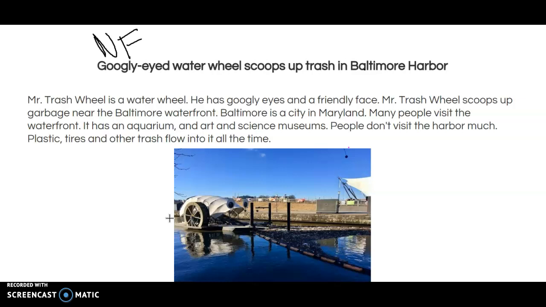So we remind ourselves if it's nonfiction, then we're going to be doing main idea and key terms. Okay, and then we'll be finding the details that support our main idea.